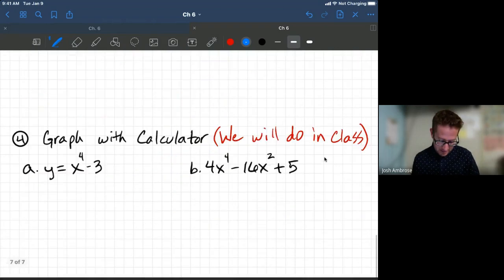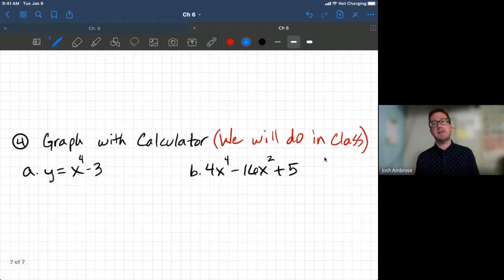And this last little bit, we're going to be graphing these with the calculator. We're going to do this in class, but those are the 2 problems that I want you to write down. Go ahead and remind me in class, hey, Mr. A, we need to graph these on the graphing calculator just to make sure you are all doing it correctly and your graph will match up with my graph.